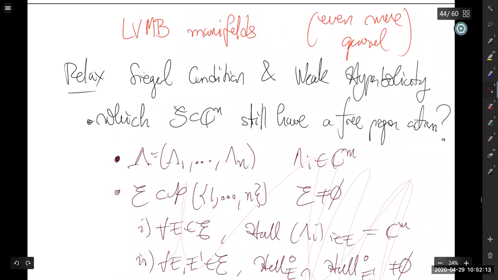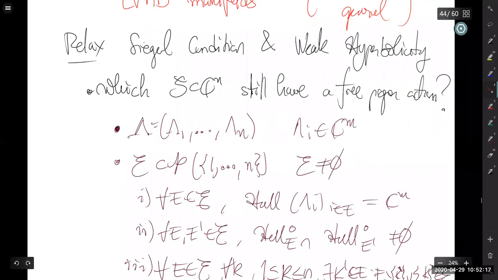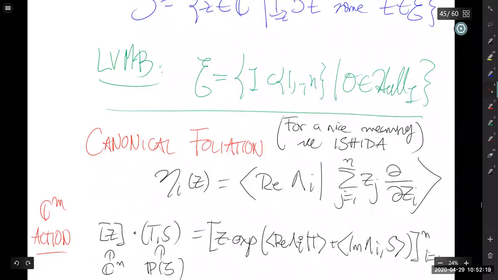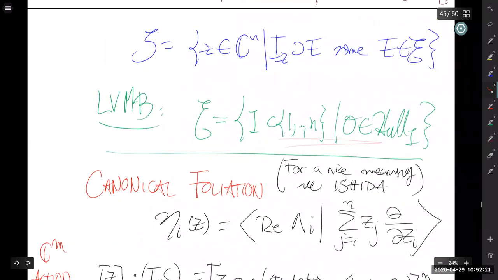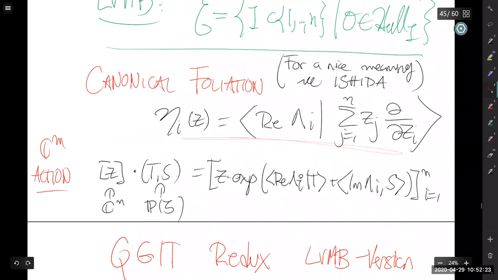But this can be made a little bit more general. The whole thing can be done more generally. There is still the canonical foliation that is a C^m action. You can think of it as a foliation or as a C^m action, and it mimics the example that I described.